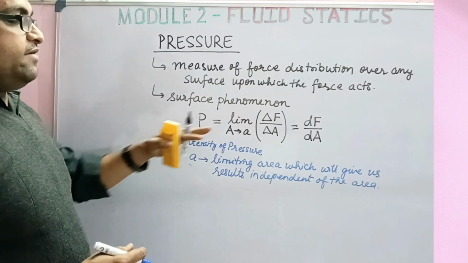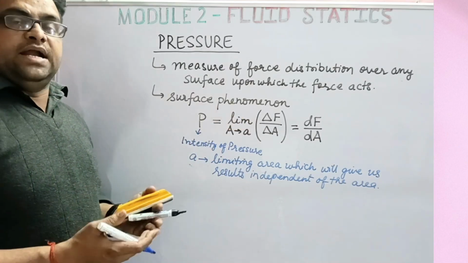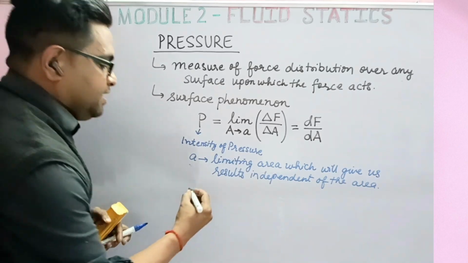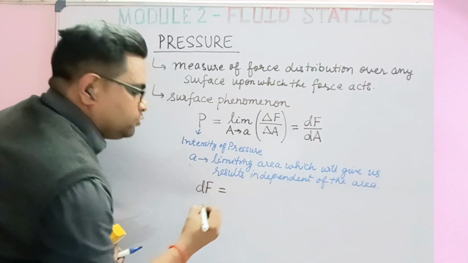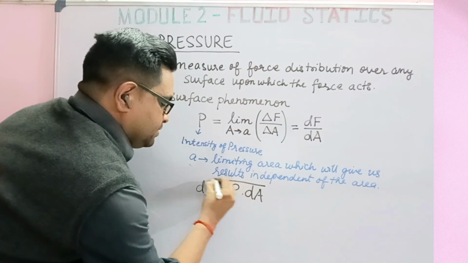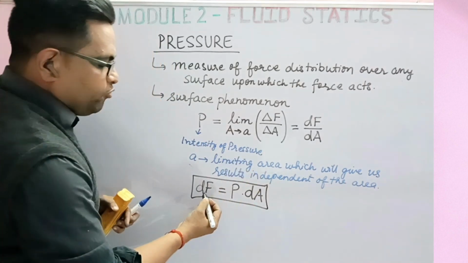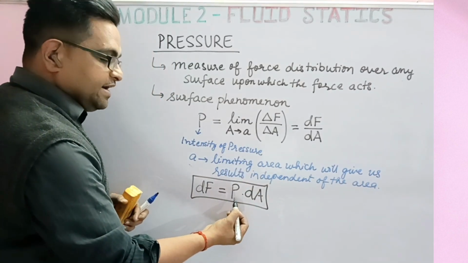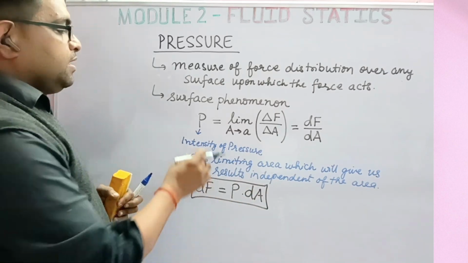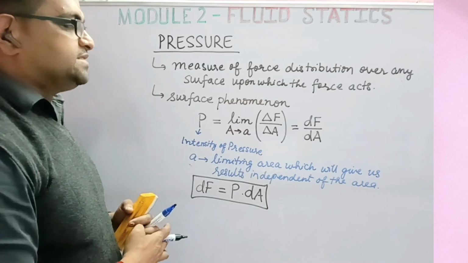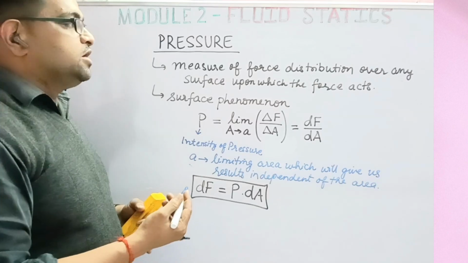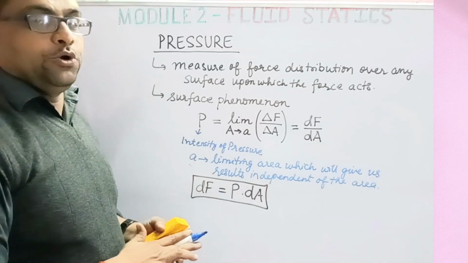So the force dF is the normal component, in the normal direction on the elemental area dA due to the pressure, and it may be calculated as dF is equal to the intensity of pressure P into dA. So the force due to pressure may be calculated as the intensity of pressure into the area upon which the force or the pressure is acting. Now the SI unit of pressure will be, for force we have Newton and for area we have meter square.